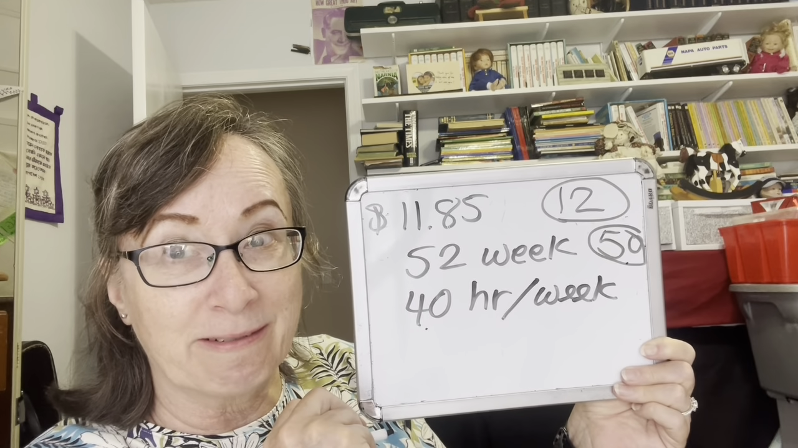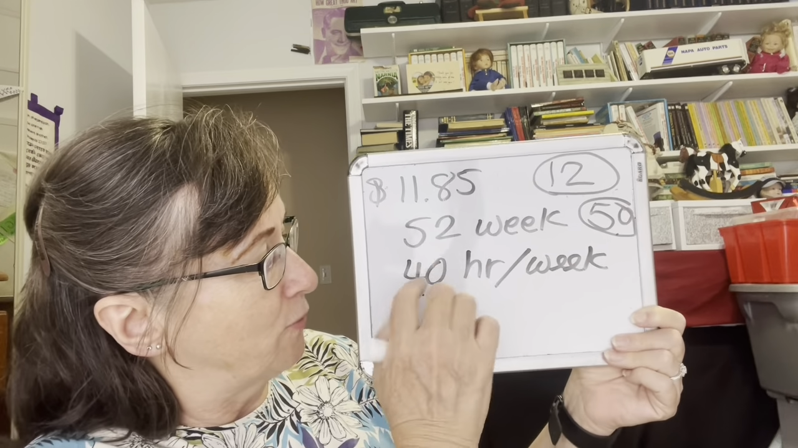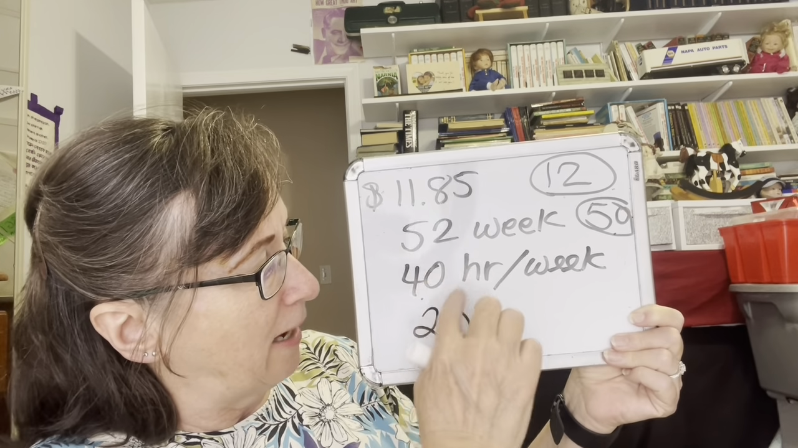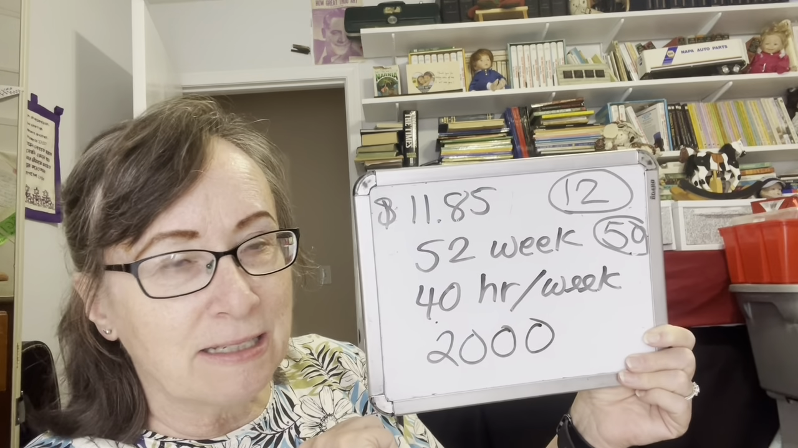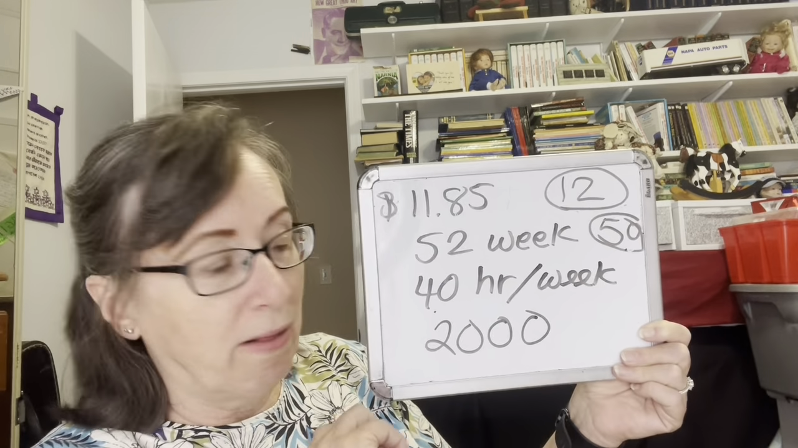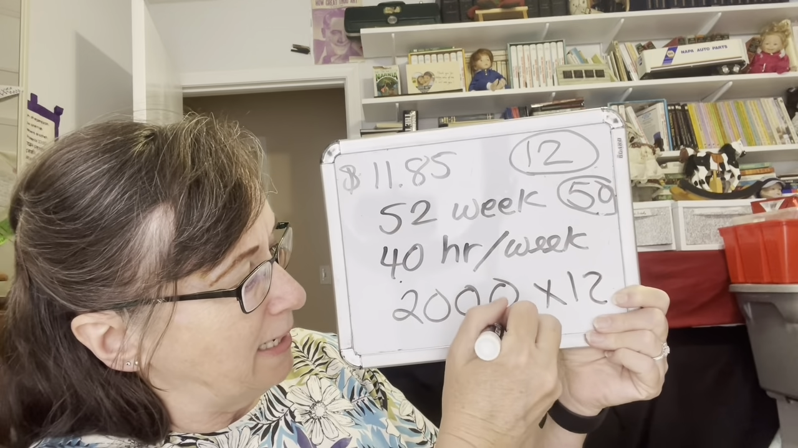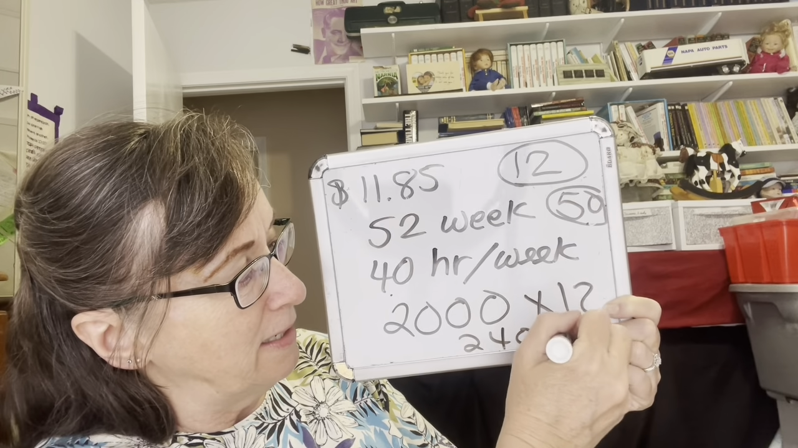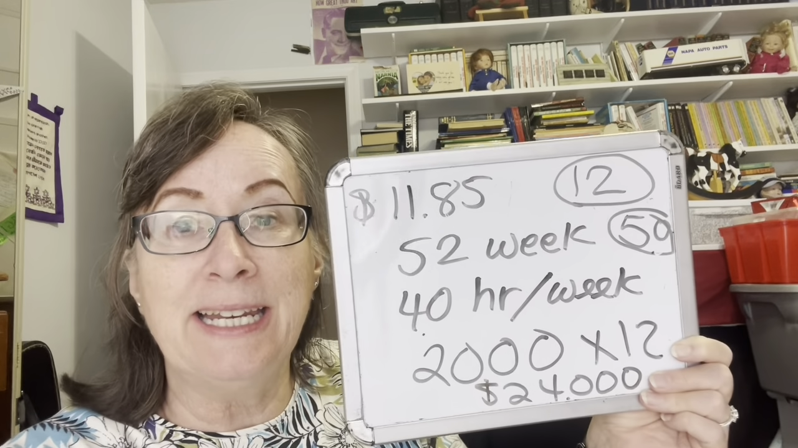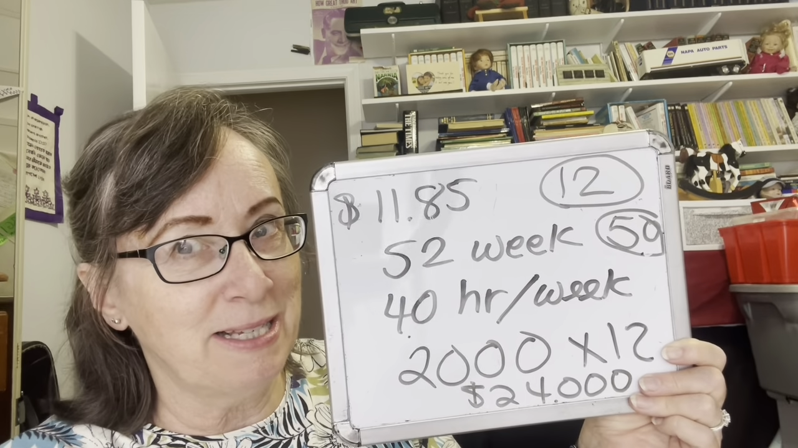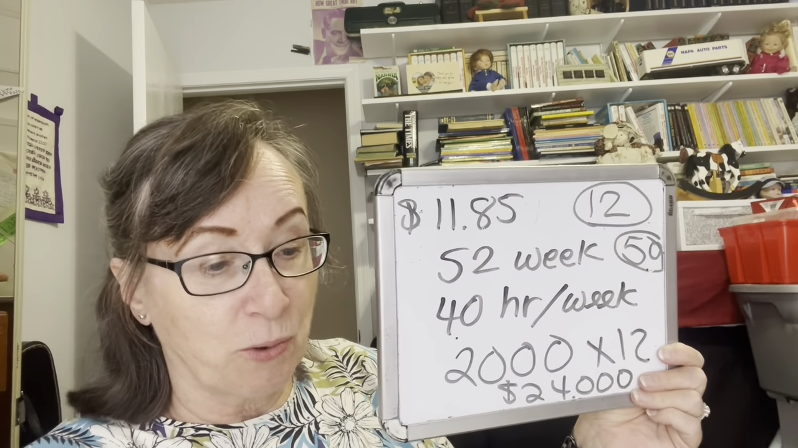You hear my cat going, wow, wow. Okay, 50 times 40. 5 times 4 is 20, but then we're going to tack on the 2 zeros. 2,000 times 12, okay, which is going to be $24,000. Now, that is not exact, but it is a good estimate of about how much money he will be making throughout the course of the year.